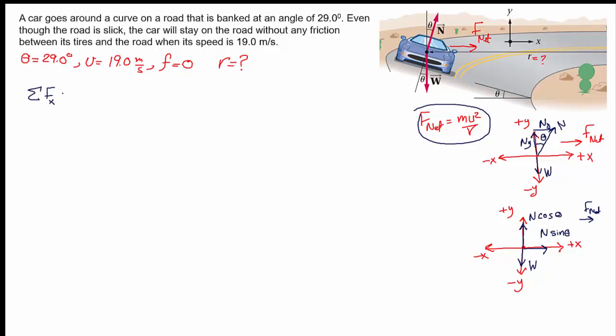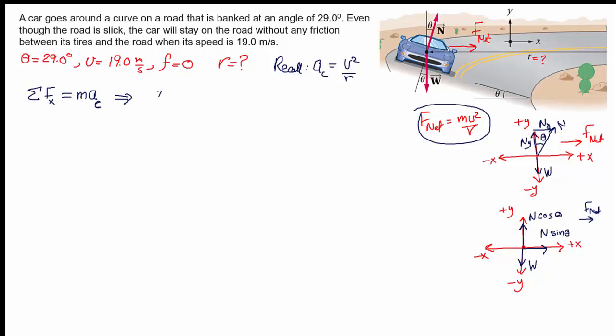Now in the x direction, we know that the sum of the forces is equal to m times a, where a is special here. The a is the centripetal acceleration, because the object is accelerating in a circular motion. So the acceleration here is the centripetal acceleration. And we know that the centripetal acceleration is equal to what? Recall the centripetal acceleration is v squared over r.